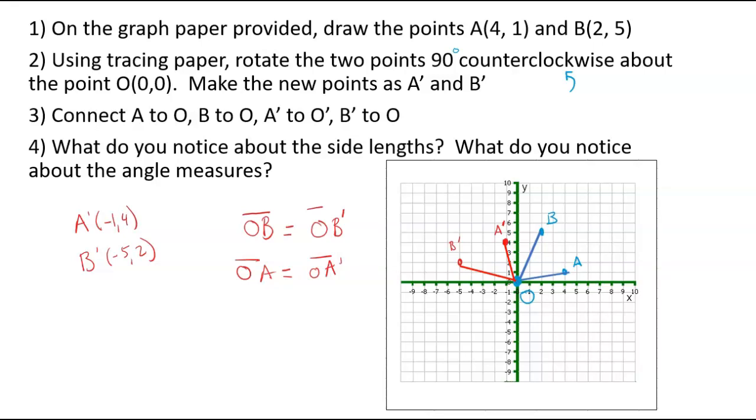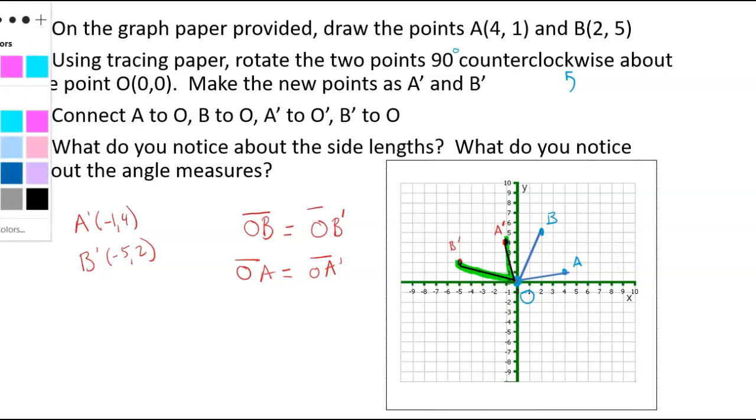So now I want you to trace this entire angle right here. It doesn't matter if you trace this one. And I want you to see if this angle matches up perfectly with this one. So does this green highlighted angle match up with the BOA highlighted region?